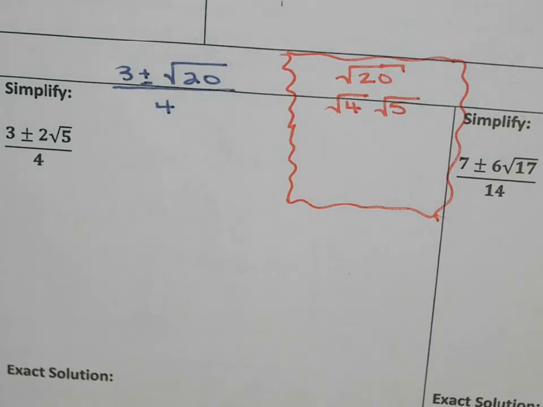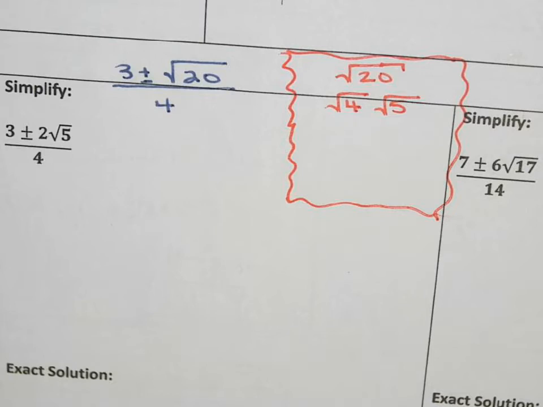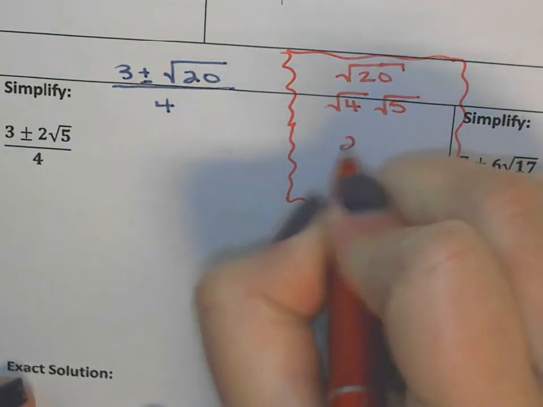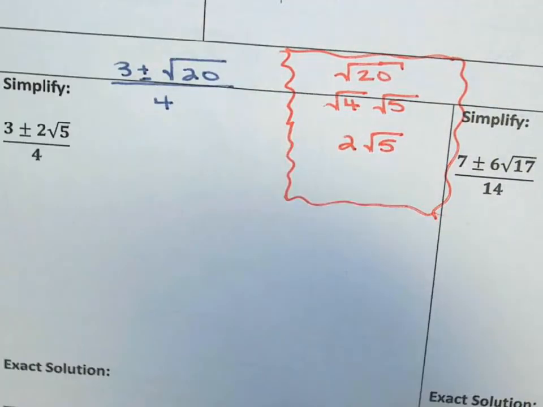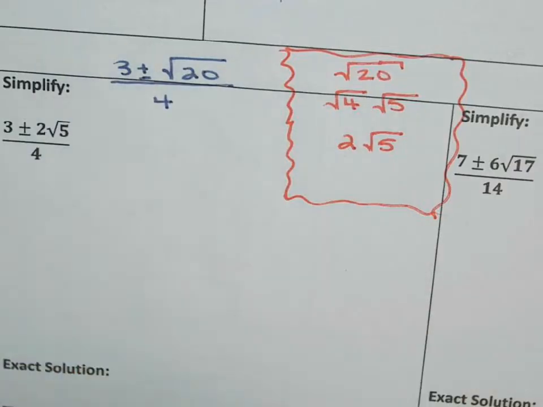So far, so good? Okay, now what is the square root of 4? What's the value of that? 2. We can take the square root, so we write 2 square roots of 5. That's how they came up with 2 square roots of 5 and replaced that square root of 20. Is that okay? Now that we went back that one step? Okay.